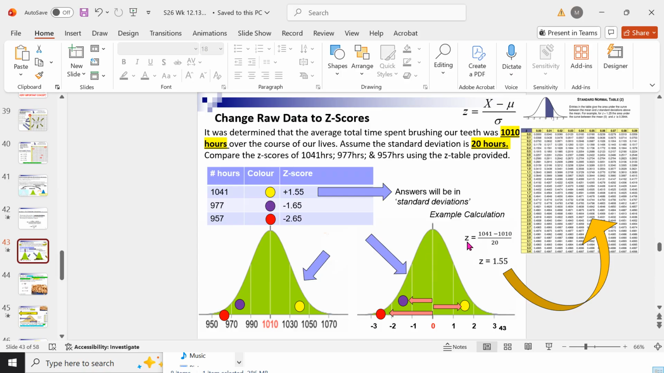So here's your example. Z is equal to X, 1,041, minus the mean, 1010, which was given, divided by 20, which is the standard deviation, gives us a Z score of positive 1.55. Now it's positive, that means it's in the positive direction. If it's negative, it'll be in the negative half. But since this is positive, it's 1.55 standard deviations away from the mean.